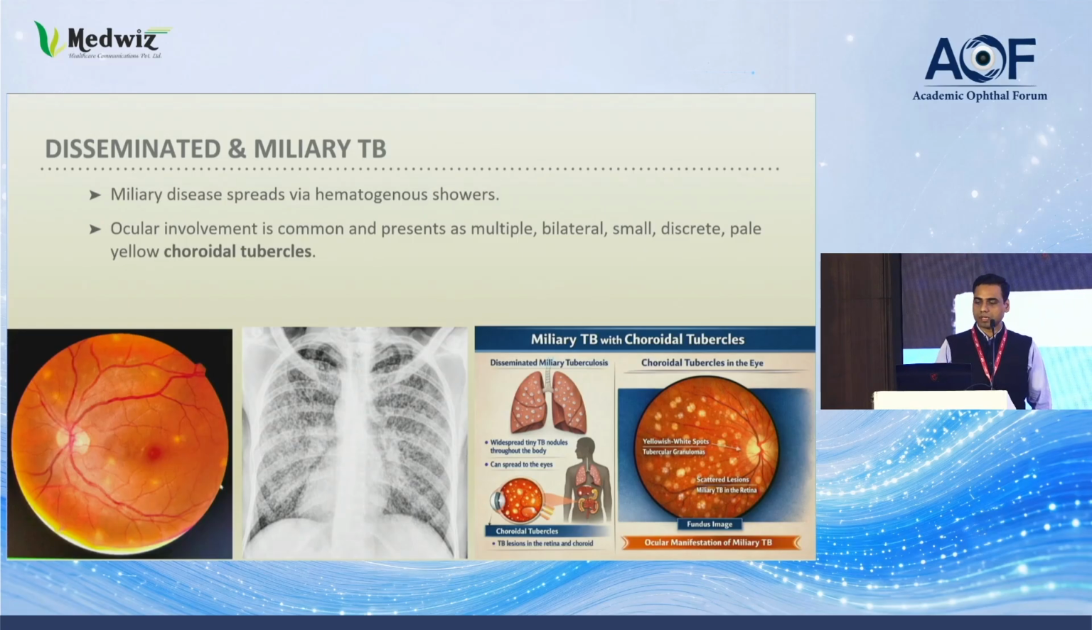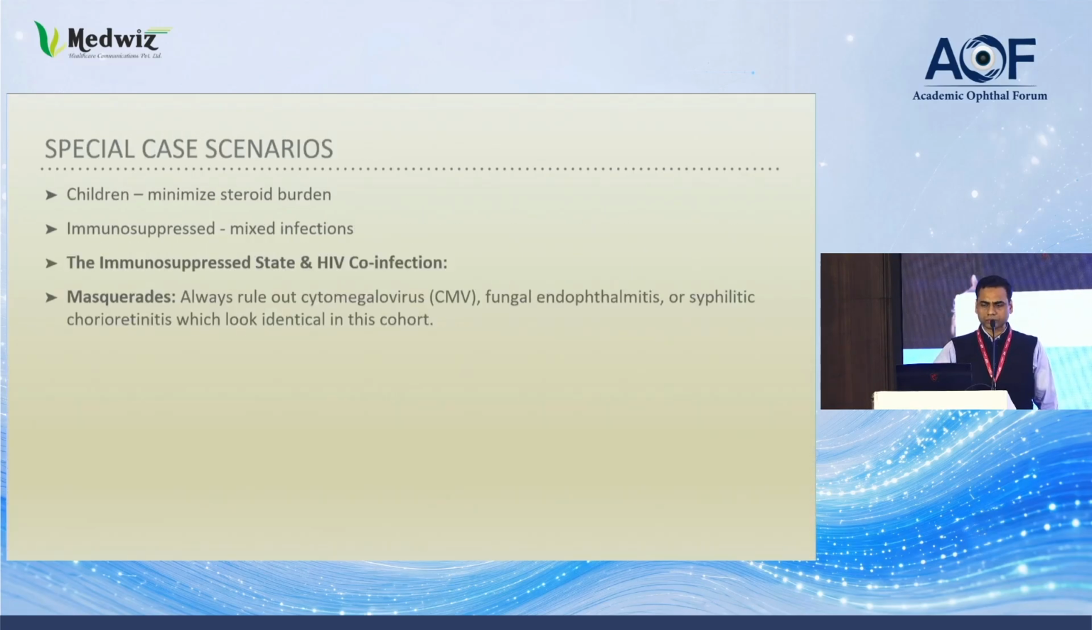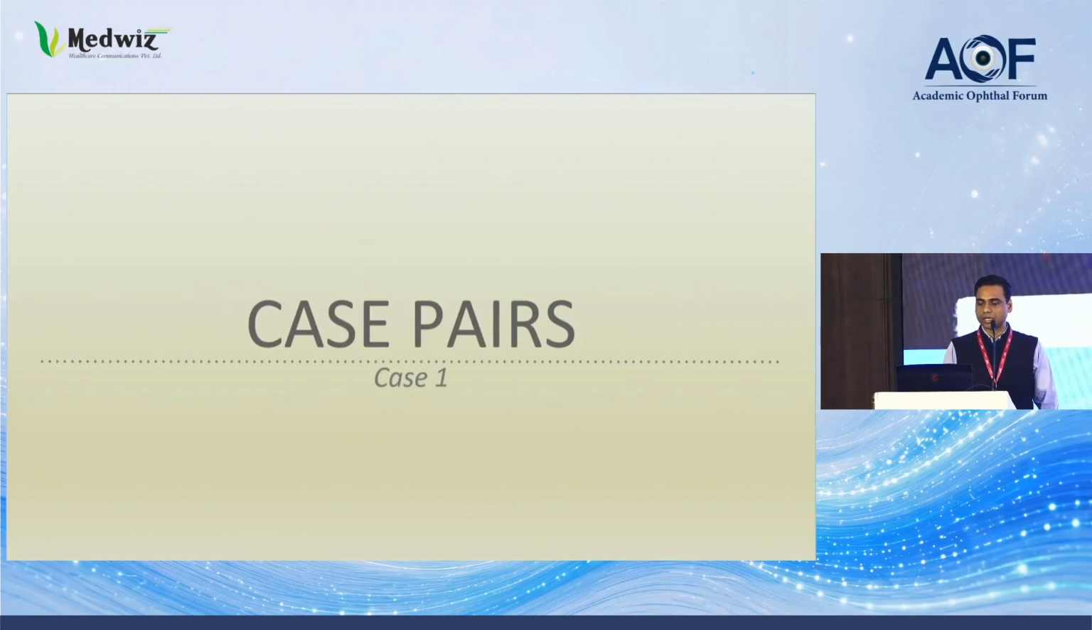One such example is disseminated or miliary tuberculosis. And there are certain special case scenarios like children, immunocompromised patients, HIV co-infection, because it can present with a similar picture with multiple etiologies, like mixed infection. So these are the cases which you need to be wary of and not drag them unnecessarily in your clinic, and it's better to refer them early.